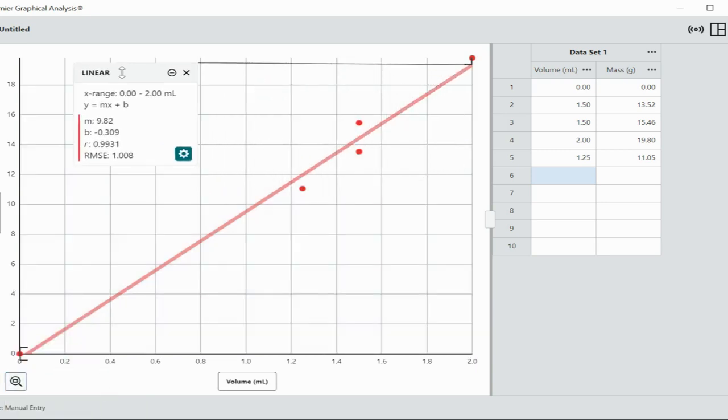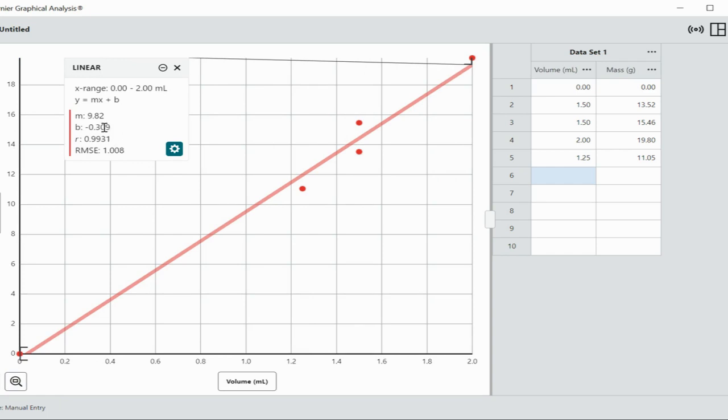Okay, now I get this box with some information about my line, and as you might know, M stands for the slope of the line. You can see M in the box right there tells me the slope of my line. It says 9.82, and that should be the density of my metal, 9.82 grams per milliliter, or grams per cubic centimeter. Let's take a look at some different metals and see which one has a density close to that.